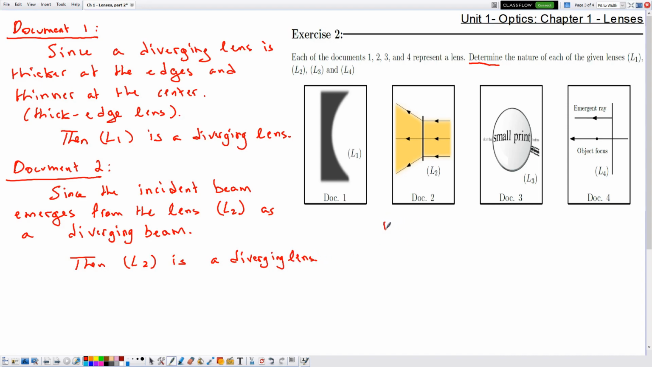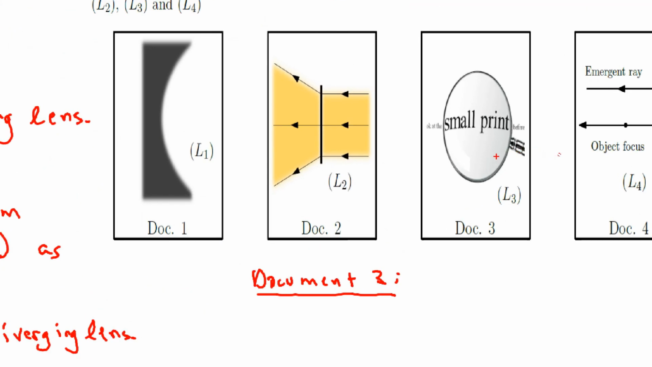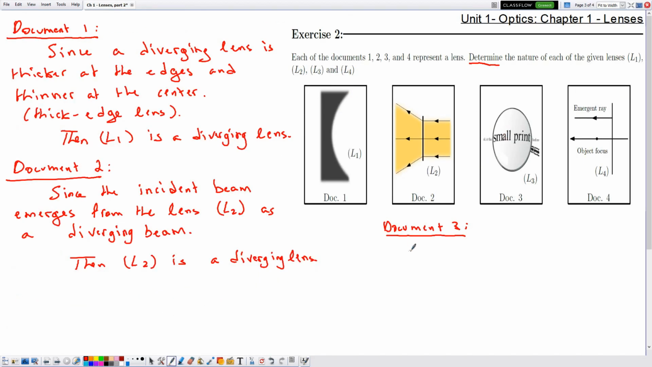Now as for document 3, here in document 3 we have a lens, and as we can see we are trying to use the lens to read the text. The image of the text here, indicated here, is larger in size than the real text. Therefore this lens acts as a magnifier, and we know that only a converging lens can act as a magnifier. Therefore the lens L3 is a converging lens.